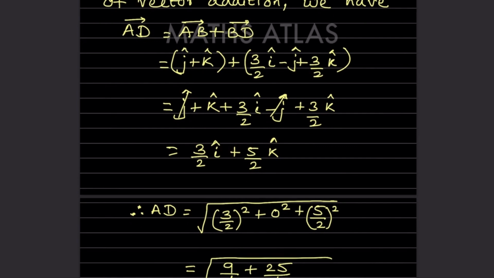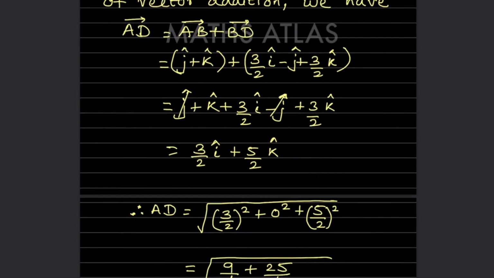So now what will be AD? AD is going to be A square plus B square plus C square. Here we have A square, this one is A, we don't have B, but this is C, because for I, J, K we don't have any J over here, so we can take that J as 0. So 3 by 2 square plus 0 square plus 5 by 2 square. So this is 9 by 4, plus 0 doesn't make any sense over here, and this will be 25 by 4.